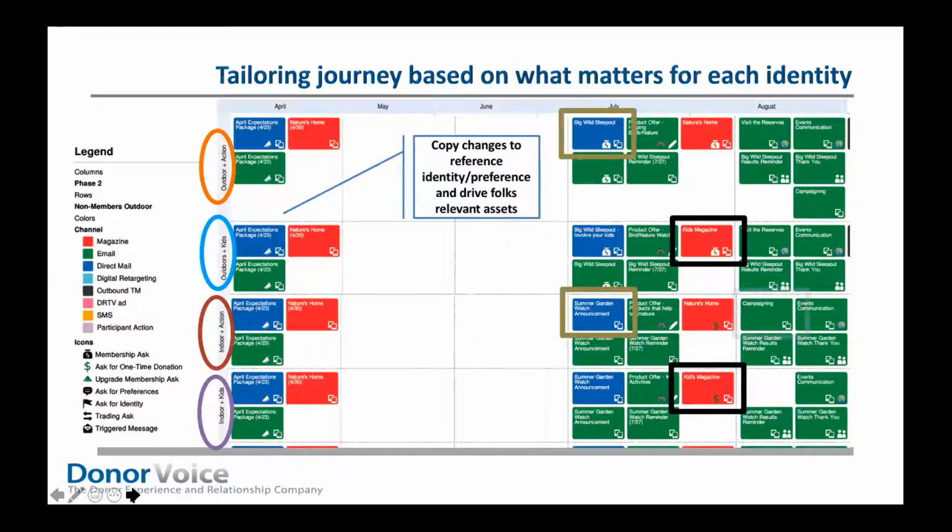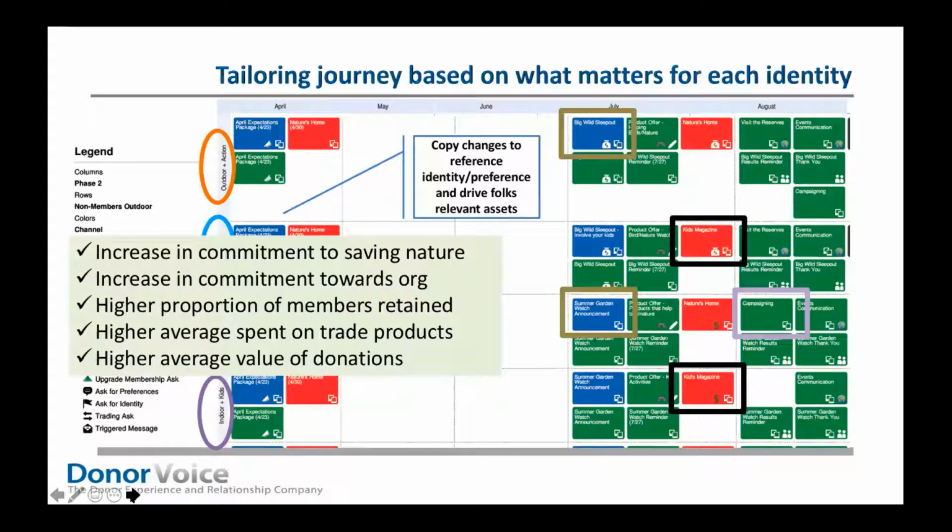And for people who take an action, we had a campaigning ask. By doing all this, we noticed an increase in the commitment to saving nature, so an increase in the commitment to the cause, but we also saw an increase in commitment towards the organization itself. Higher proportion of members retained, there was a higher spend on trade products, and the average value of donations was higher in the pilot group.